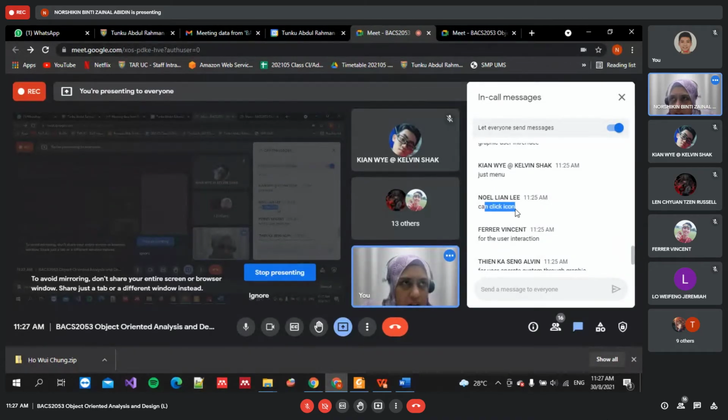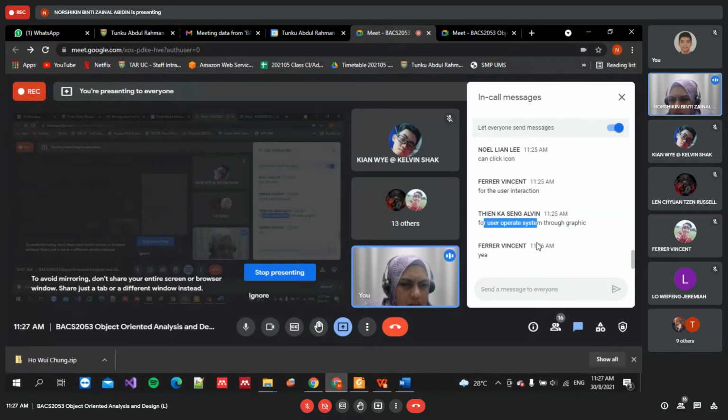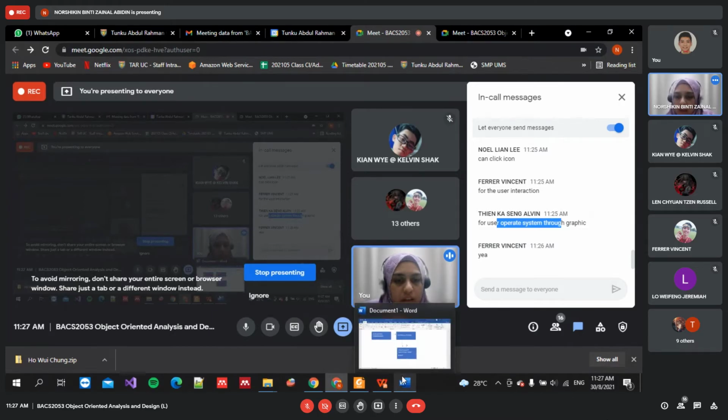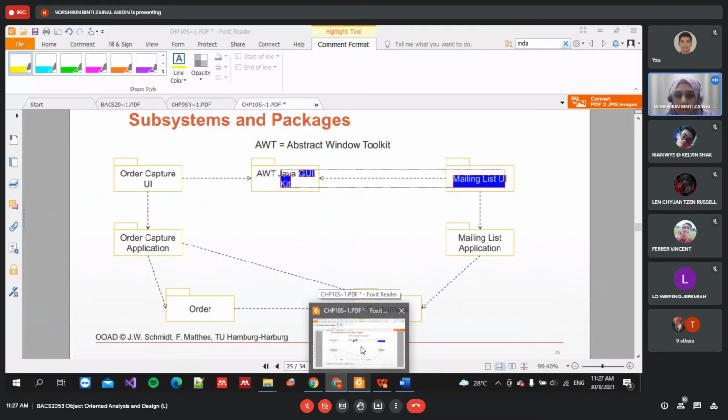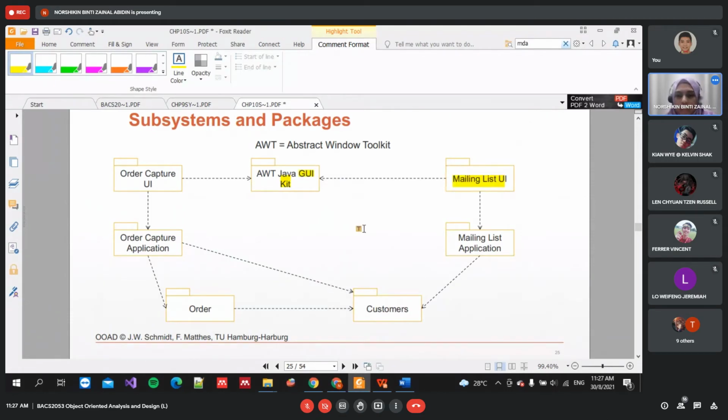Click icon. GUI is for the user interaction, for the user to operate the system through graphics. This one is GUI, right? Yeah, GUI is a user interface through which we as users, like I said just now, use a device or something to interact with our system interface. That is GUI, graphic user interface.